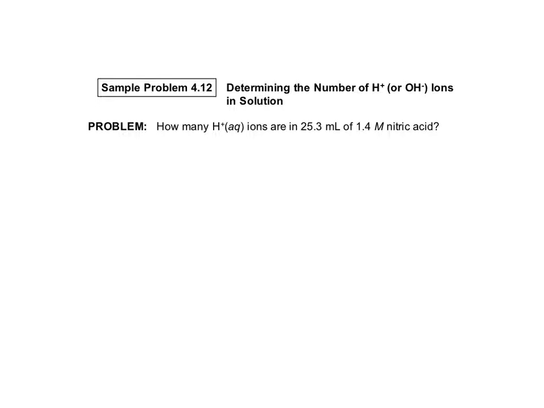It says, how many H plus ions are in 25.3 milliliters of 1.4 molar nitric acid? So the first step here is to write down what we know. I know I have 25.3 milliliters of nitric acid. Now I need to know the formula of nitric acid. And so that's HNO3. And that's something maybe you just have to memorize. If you look on page 159, table 4.2, it has some strong and weak acids listed there.